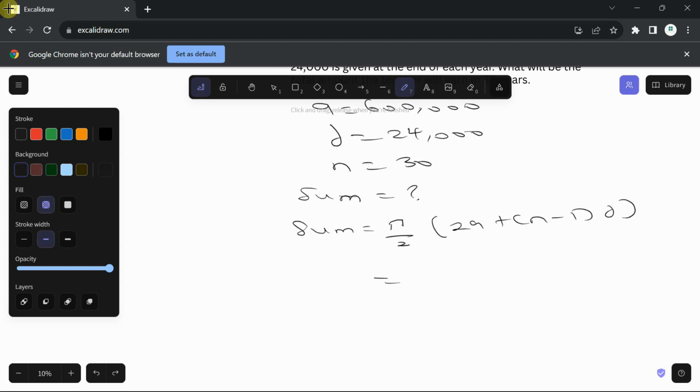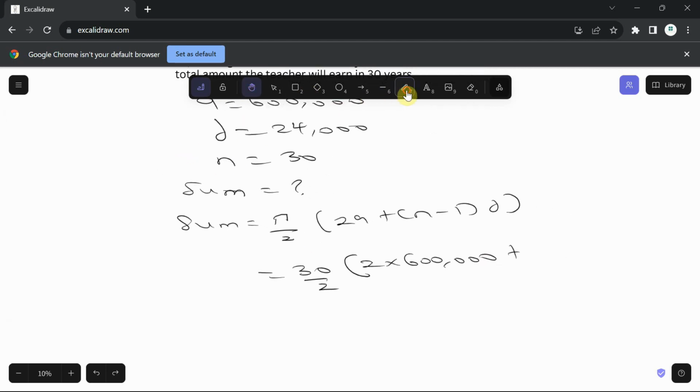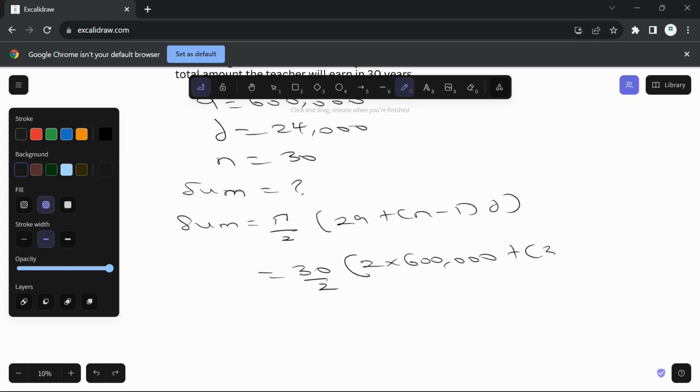So our N is 30, so that is 30 divided by 2. In brackets, 2 times A is 2 times 600,000, plus our N is what? Our N is 30. So if I want to substitute, I'll say 30 minus 1, right, multiplied by our D, which is 24,000. So if I close the brackets, this time let me divide this 30 divided by 2 first. That's 15. So 15 brackets, that's 15 times. Let me open the bracket. 2 times 600,000 is 1.2 million, right?